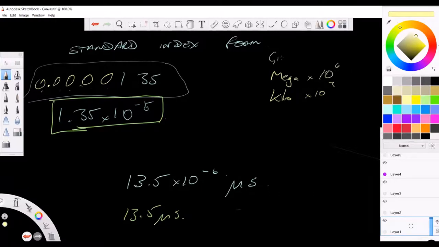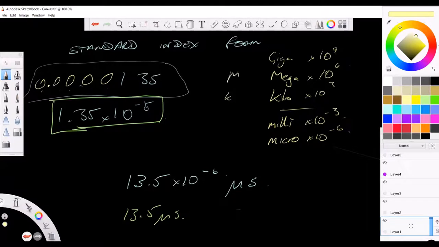And giga is times 10 to the power 9. In computers, you'll have heard of tera, which is times 10 to the power 12. We don't need to go that high. Then going to the negative, we have milli, which is times 10 to the power minus 3, and micro, which is times 10 to the power minus 6. As symbols, by the way, kilo is a lowercase k, mega is a capital M, giga is a capital G, milli is a lowercase m, and micro is a mu, which is a Greek M.